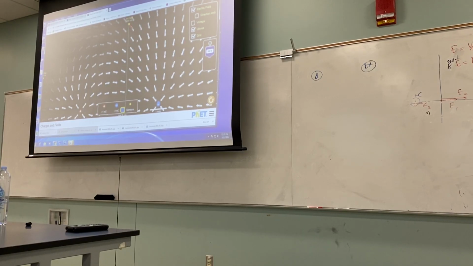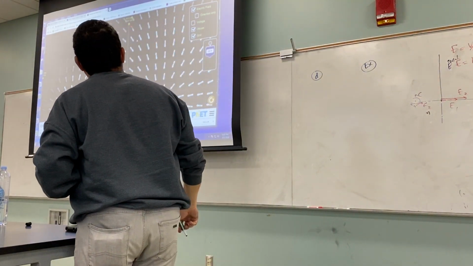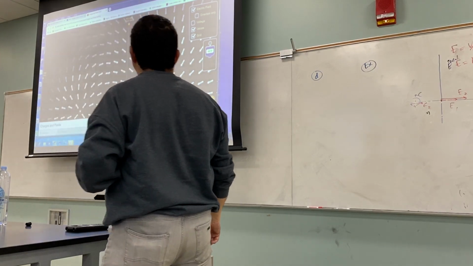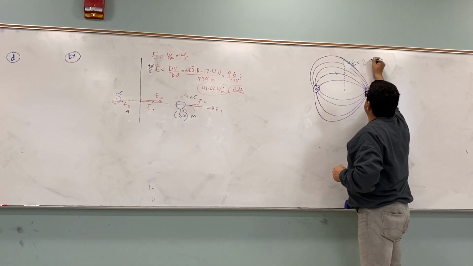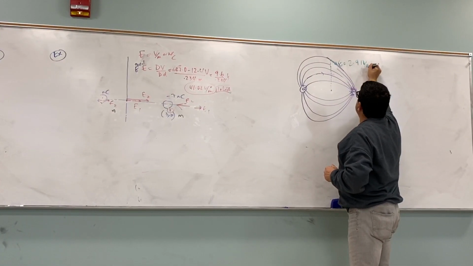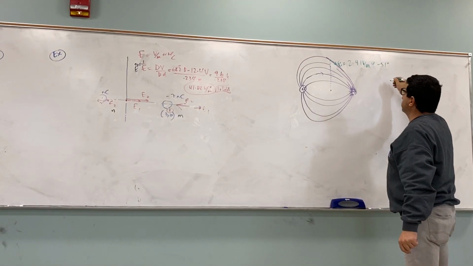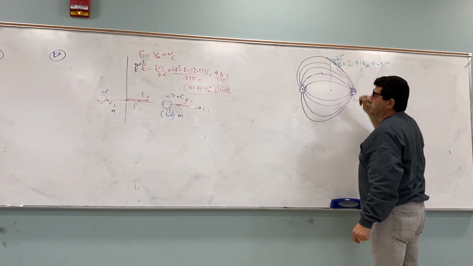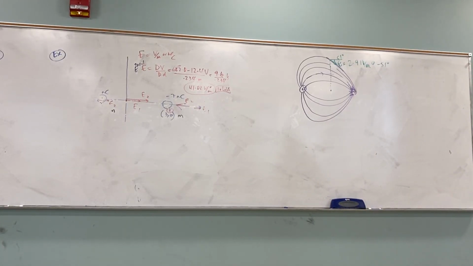So according to the simulation, the answer is 2.9 volts per meter at -51 degrees. 2.91 volts per meter at -51 degrees. Negative means like this one, right? 51 below the x-axis. So let's see if that's what we get.